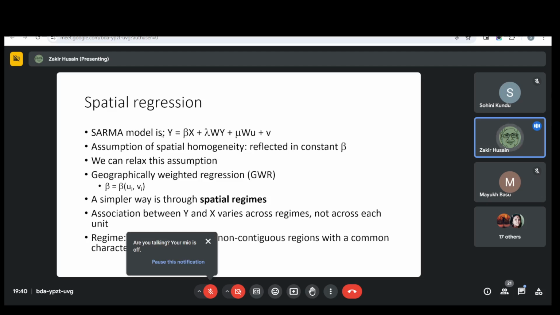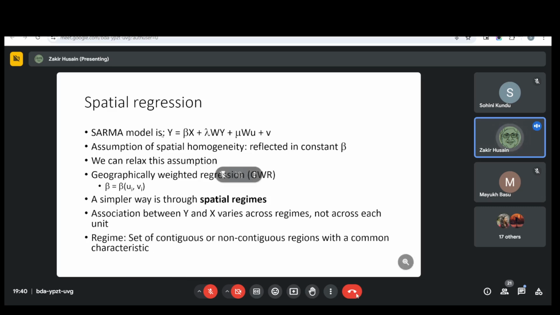Now, it is possible to relax this assumption, and one possible way of doing so is to estimate a geographically weighted regression, GWR in short. In a GWR, beta depends upon the coordinates or on a particular location. So it is basically a local regression. If you have k number of points or k number of regions, then you will end up with k number of equations. So this is very complex, and it leads to a lot of problems.